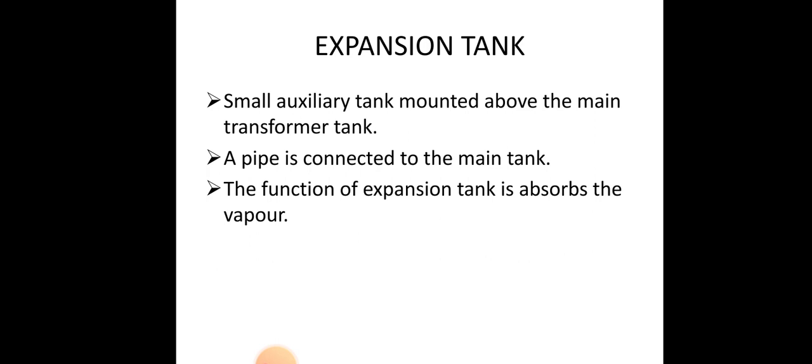So the expansion tank is also known as a conservator. A small auxiliary oil tank may be mounted above the main transformer tank and is connected to the main tank by a small pipe connection. The function of the expansion tank is to keep the transformer tank full of oil despite expansion. The function of the expansion tank is also to absorb the vapor.